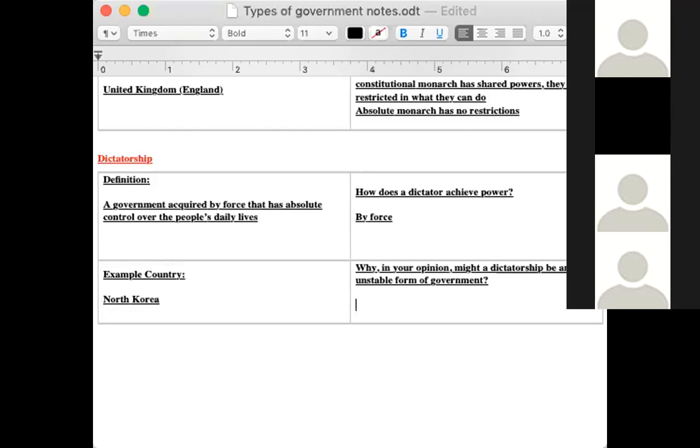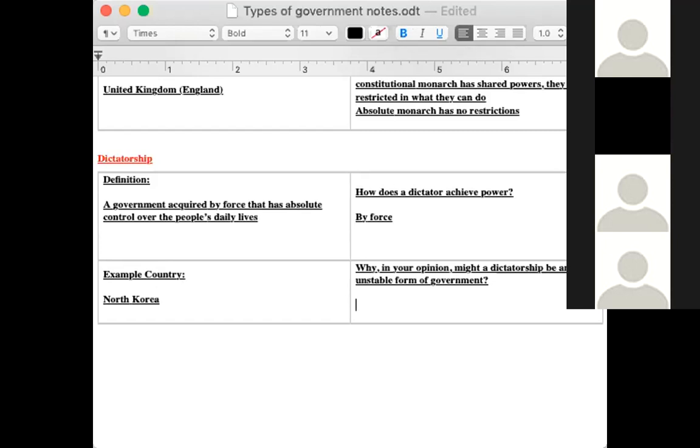Why, in your opinion, might a dictatorship be unstable? Meaning, why would it maybe not really last? What would potentially happen to it? Well, wouldn't it be that normally the leader could die or something and they wouldn't pass it along to anyone? Okay. Yeah, the leader dies, then who's in control if the leader dies? What usually happens in a dictatorship?